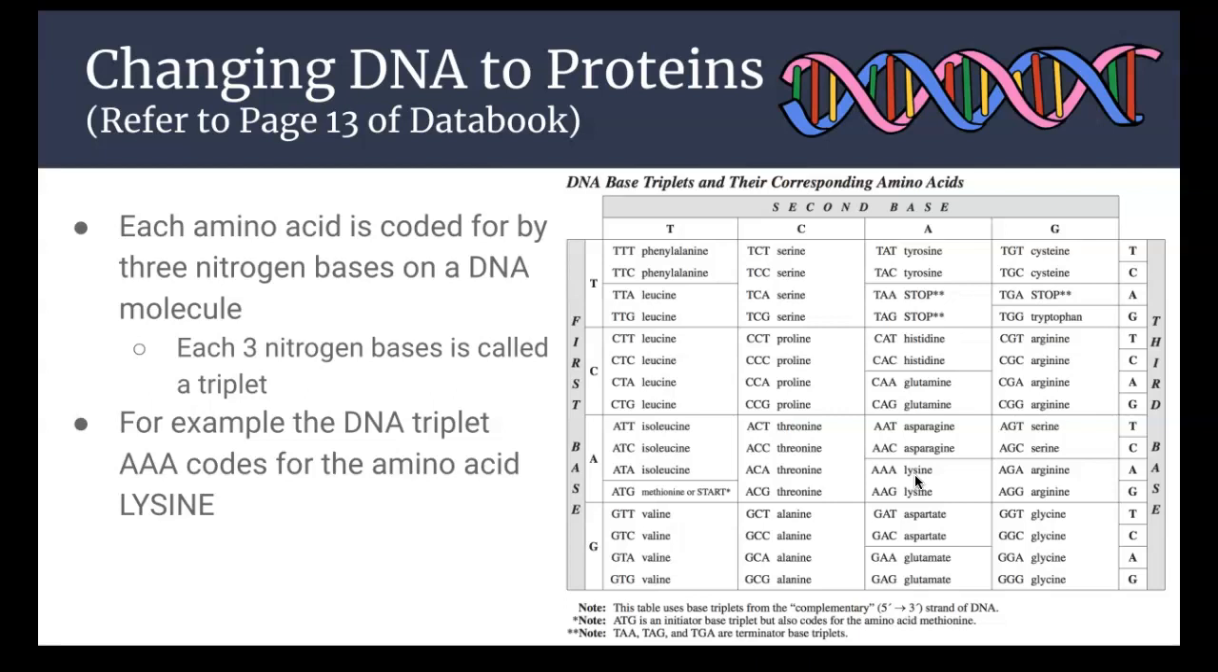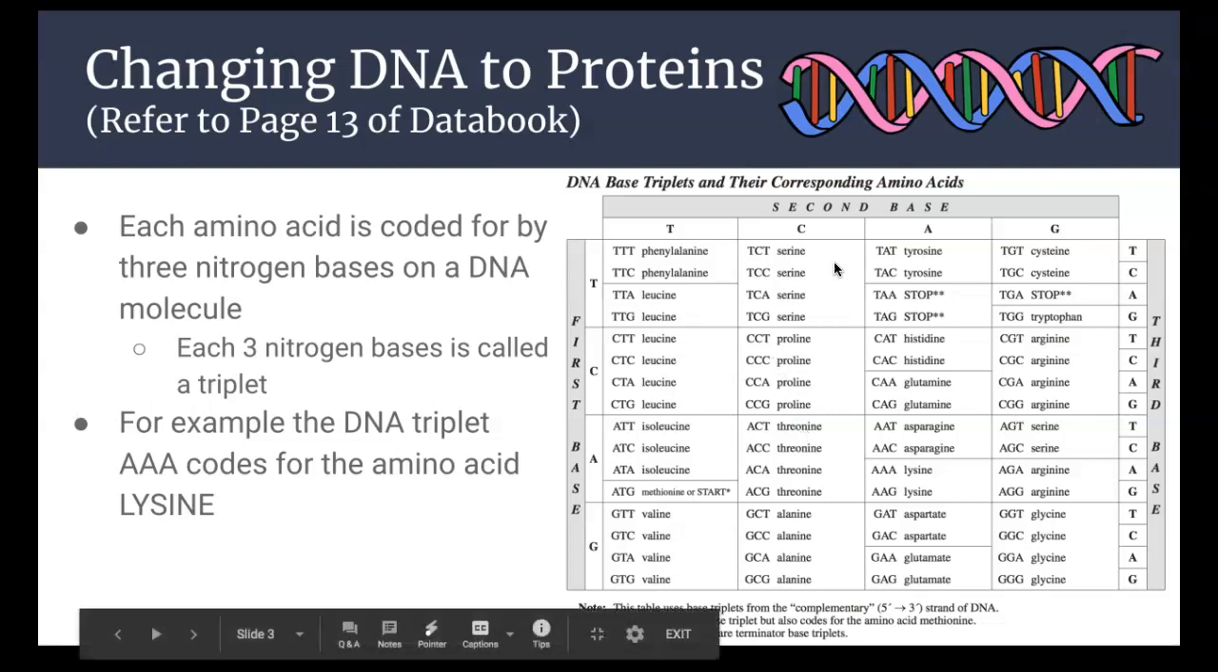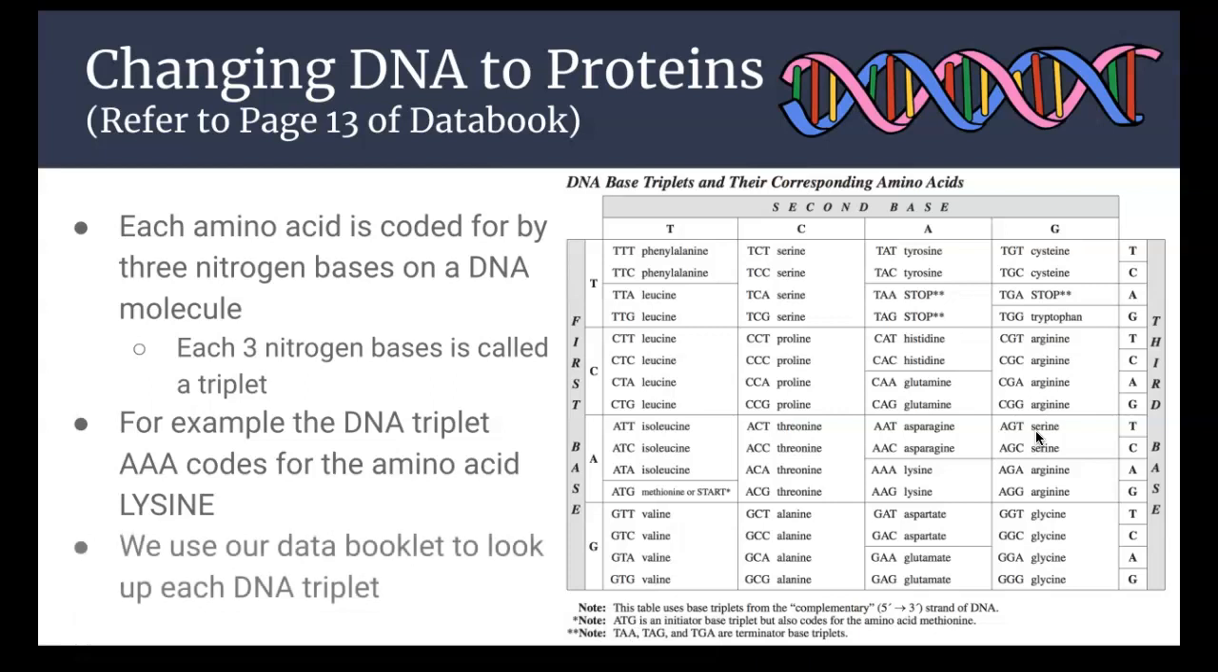Which of the 20 amino acids do they code for? What is it, lysine, or is it histidine, or proline, or isoleucine, or valine? Like which one in the table is it actually showing? And we're always using page 13 of our data book.